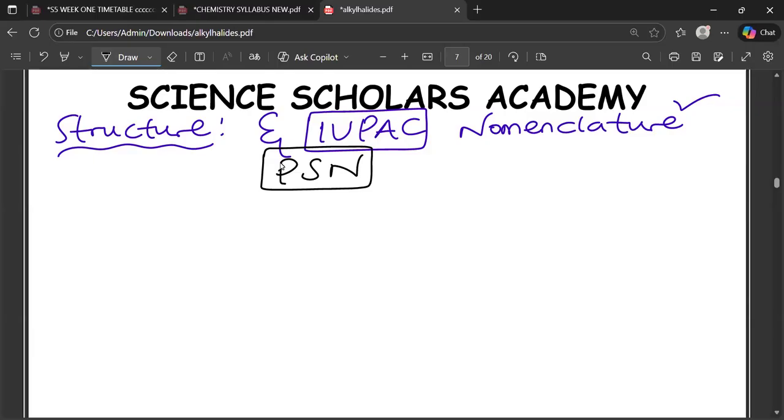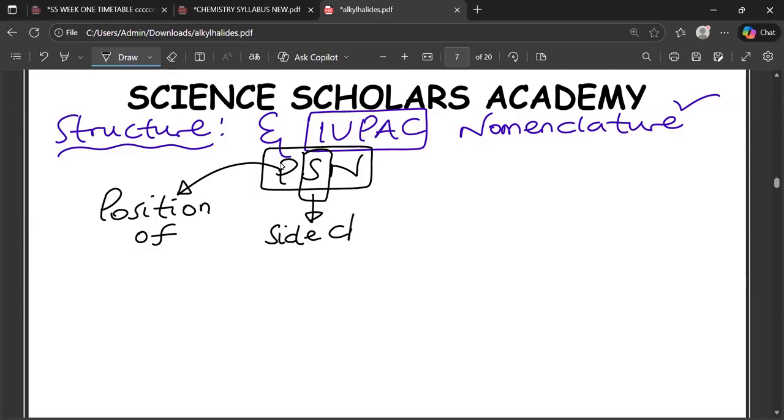And remember I told you that it applies everywhere, whether you like it or not. This P is the position of what? Side chain. And what is this name?